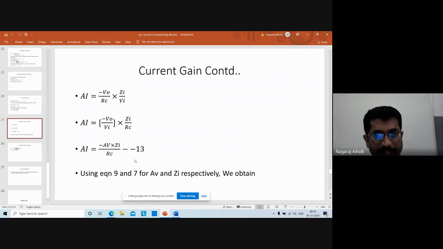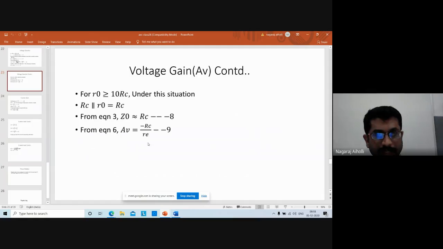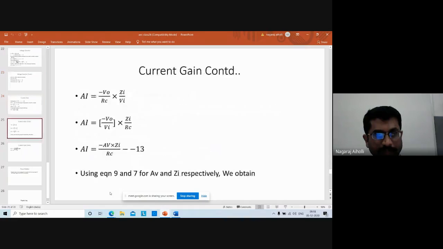Let us consider equations 9 and 7 for AV and Zi. We are substituting for AV and Zi. Equation 9 is AV equals minus RC by RE, whatever we have derived. Then equation 7 is Zi equals beta RE. Substitute this here in the final equation.